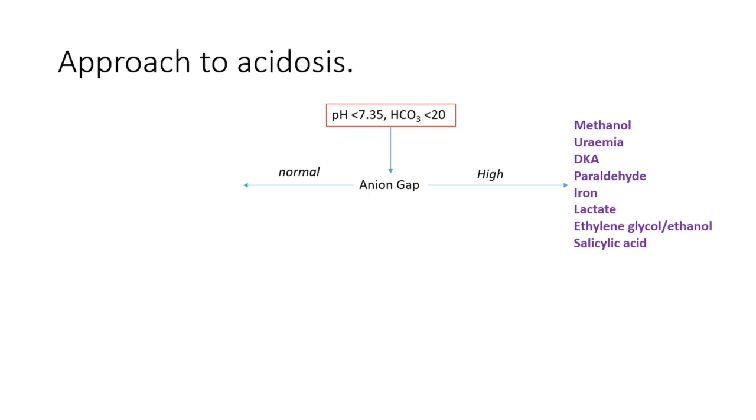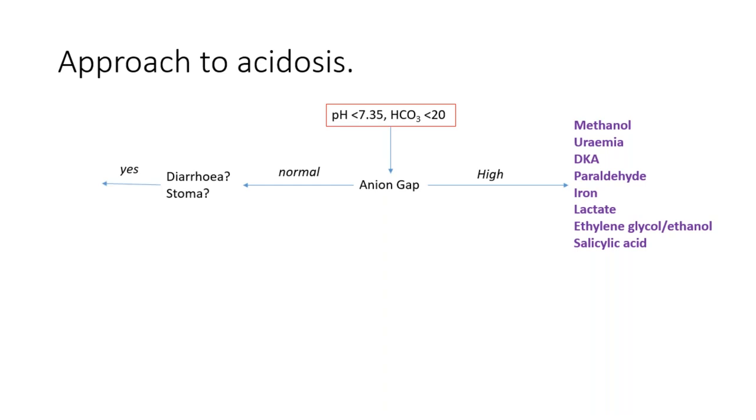So I just wanted to give you an overview about the approach to acidosis. If you have a patient with a pH of less than 7.35 and low bicarbonate, we need to calculate the anion gap. Is it a normal anion gap or a high anion gap? If it's a high anion gap, you think about all of those other conditions not related to kidneys, and other sources of acid: uremia, diabetic ketoacidosis, lactate, salicylic acid if they've ingested aspirin, for example, any other exogenous source of acid.